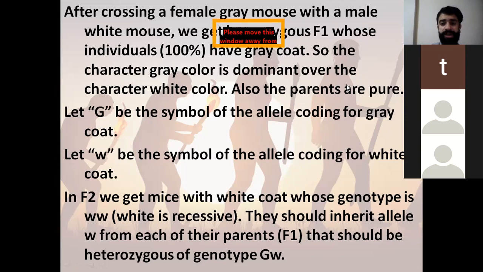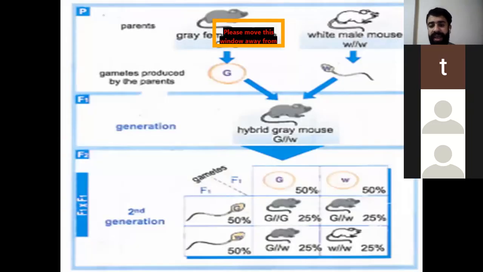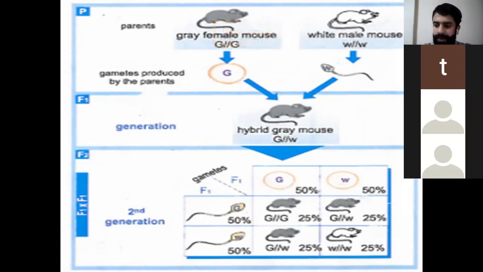Any questions about the identification of the dominant and recessive allele before we move into the F2 generation? If you have any questions, please raise your hand before we continue to the next idea. No questions? Okay, great.